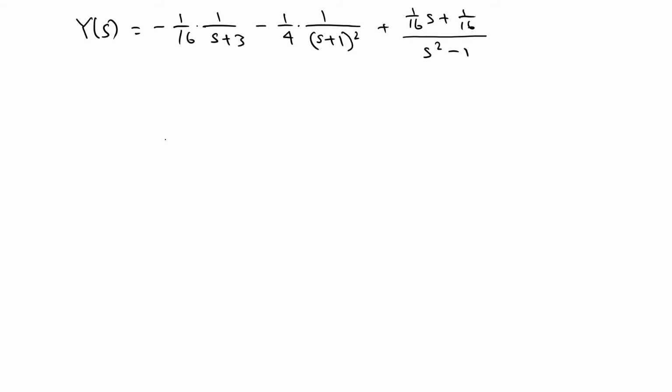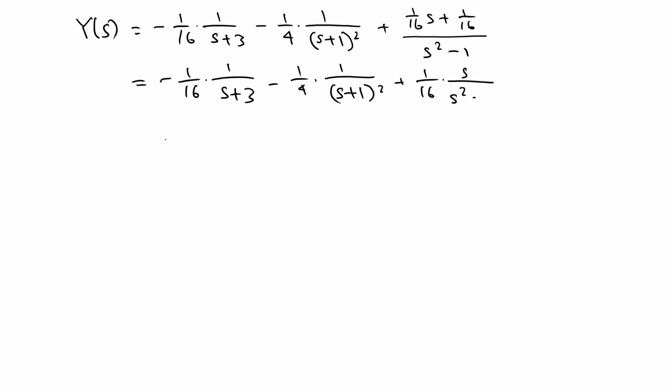But what we do is we can split that into 2. So this step is not necessary. You can directly write this one. It's up to you. Okay, so it is negative 1/16 times 1 over s plus 3, minus 1/4 times 1 over (s plus 1) squared, and then here we can split this: 1/16 times s over s squared minus 1, plus 1/16 times 1 over s squared minus 1. Then we know the forms of all four, so let's write the inverse.